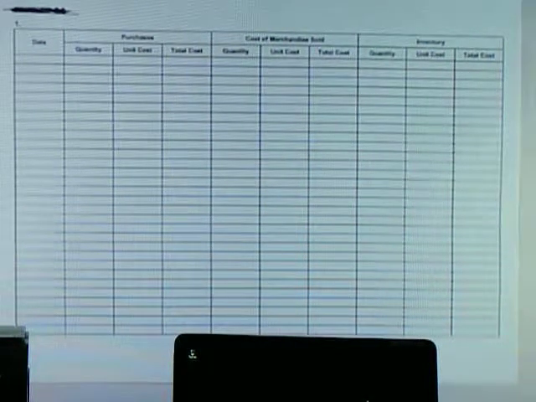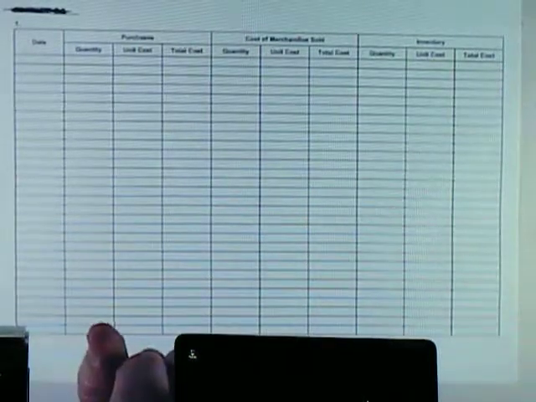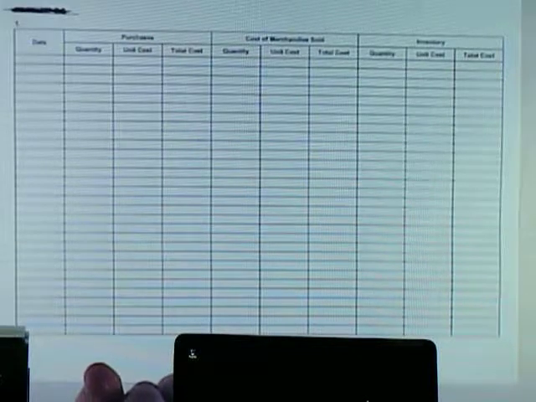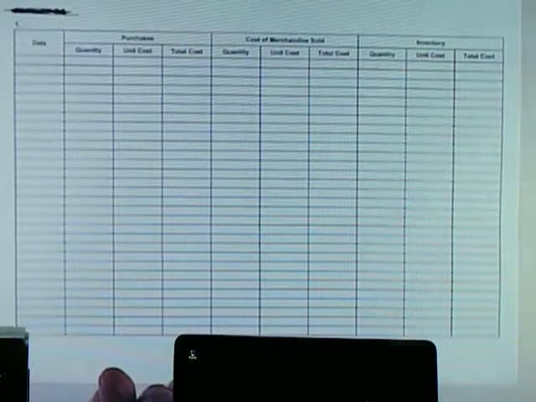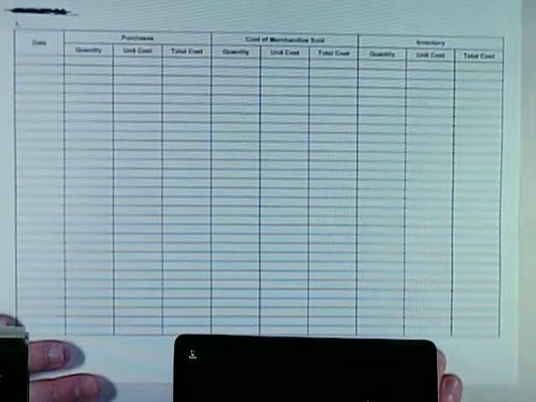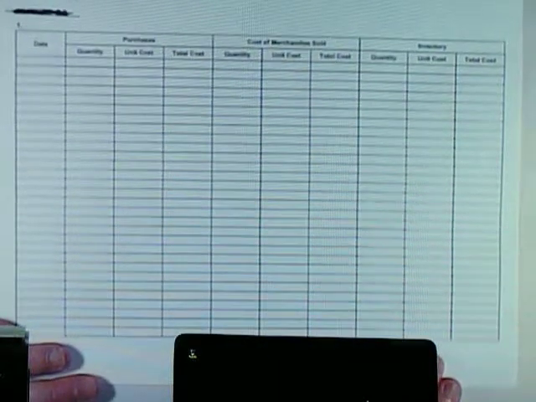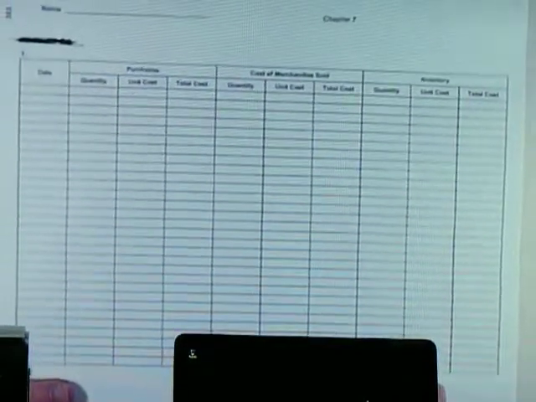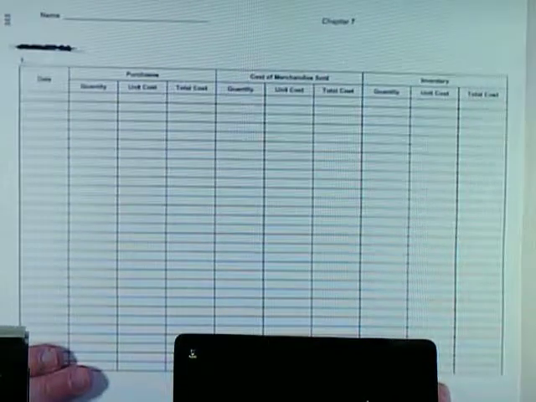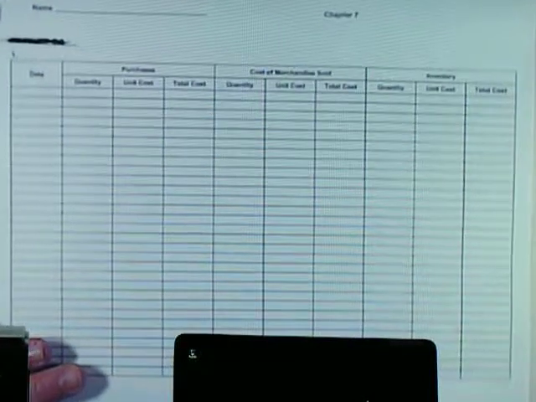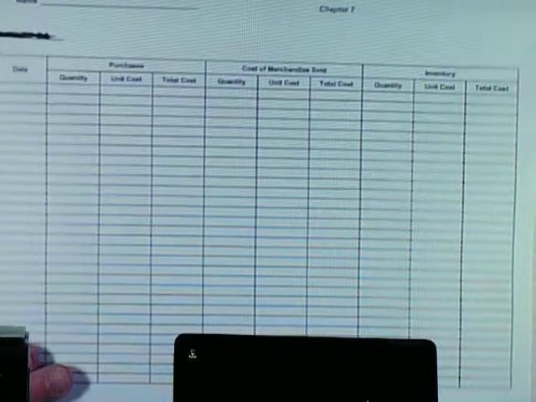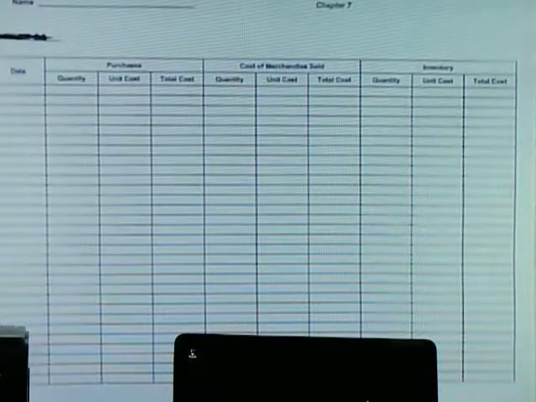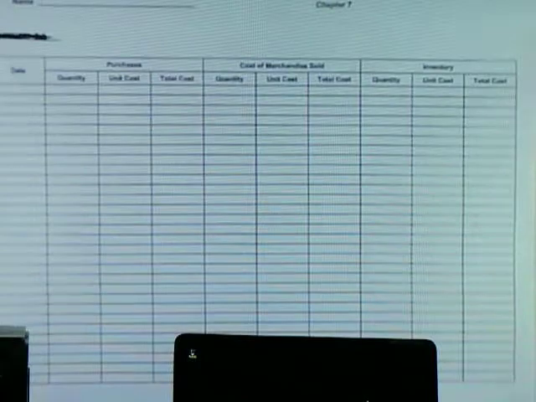On page 336, it indicates that Stewart's company beginning inventory and purchases during the year ended December 31st, 2012 were as follows. On January 1, they had inventory of 1,000 units at $50 apiece for $50,000. So I am going to plug this into the grid here, and I'm going to try to bring this in just a little bit. Hopefully everybody can see that on the recording.